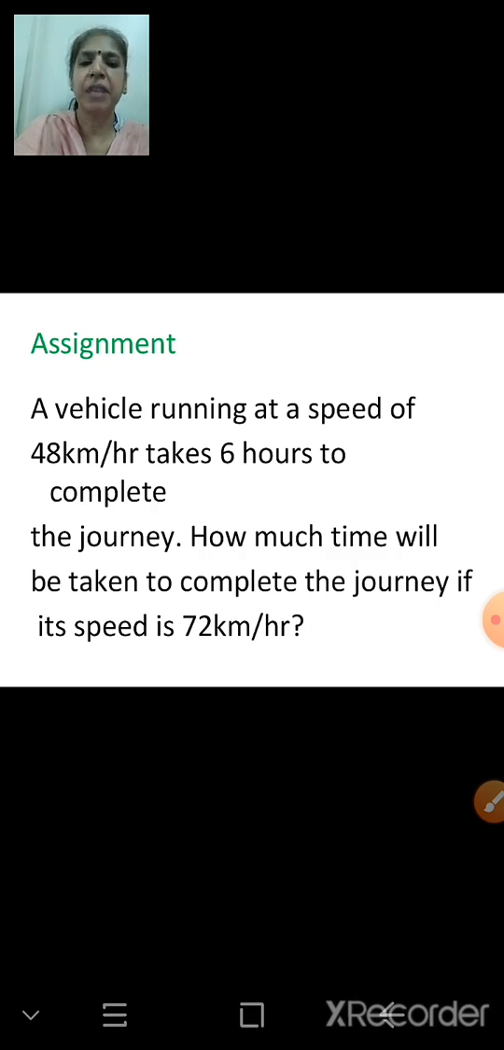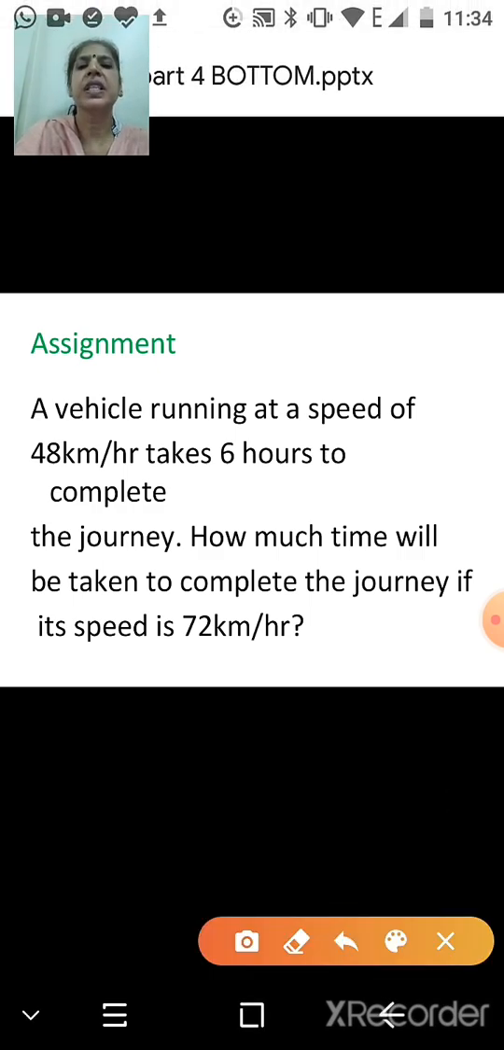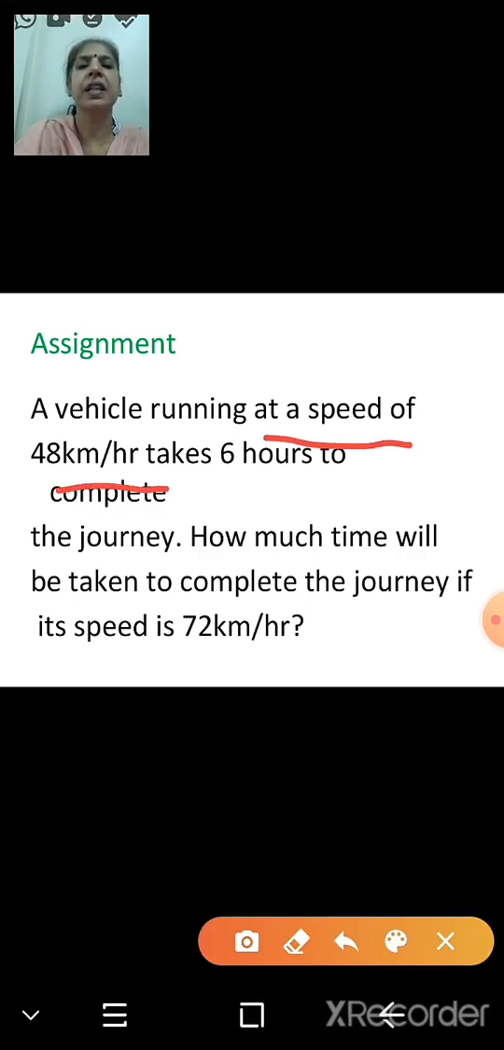Now this is an assignment question which you are going to do on your own. The question is: a vehicle running at a speed of 48 km per hour takes 6 hours to complete the journey. How much time will be taken to complete the journey if its speed is 72 km per hour? What is given is the speed of the vehicle, 48 km per hour, and it takes 6 hours to complete the journey.